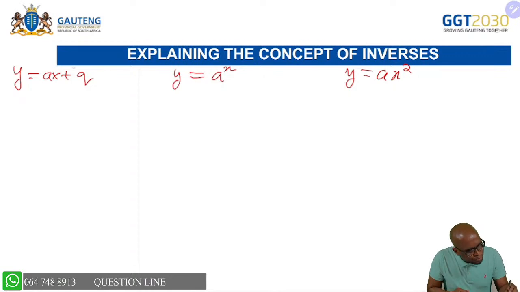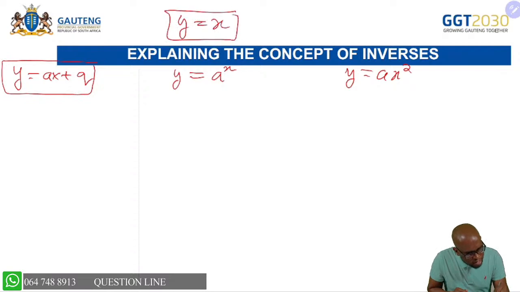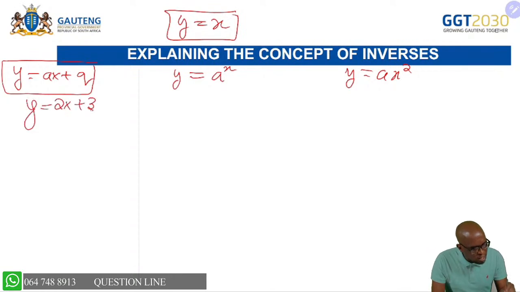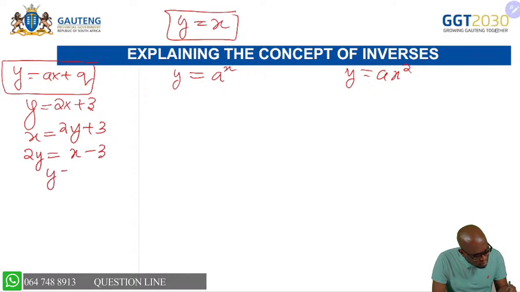In order for us to get the inverse, we are interested in the line y equals x. Say you have the line y equals 2x plus 3. To get the inverse of this graph, you're going to interchange x and y. So x equals 2y plus 3, and then you make y the subject of the equation. You get that 2y equals x minus 3, and then y equals half of x minus 3 over 2.